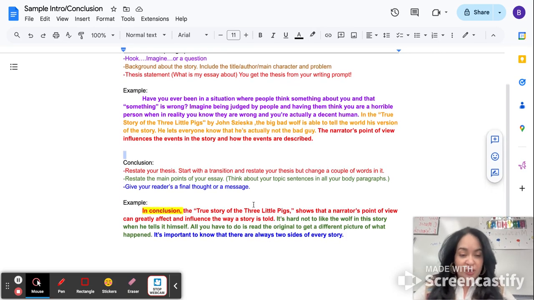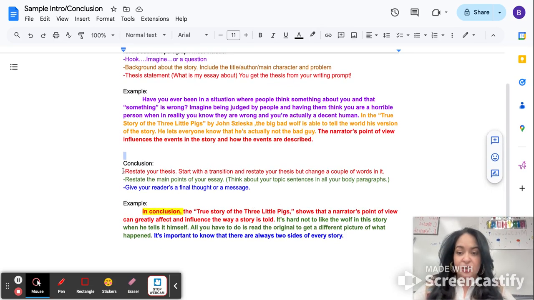The conclusion's pretty easy. In your conclusion, you're going to restate your thesis. Start it with a transition. If you don't know what transition to use, you can always start with in conclusion, right? It's the easiest thing. And then restate your thesis, but you can copy and paste it, but you need to change it a little bit. It can't be the exact thesis you have in your intro, okay?